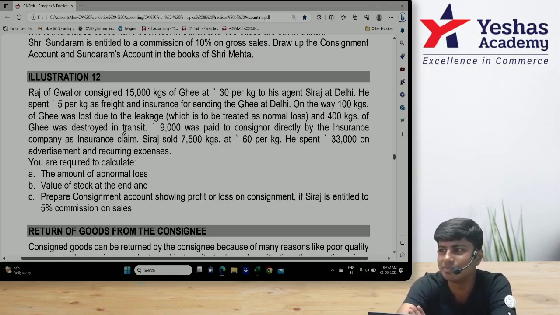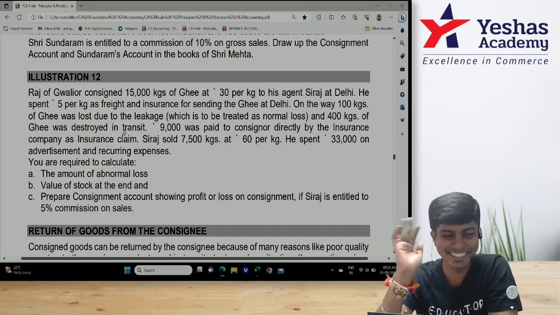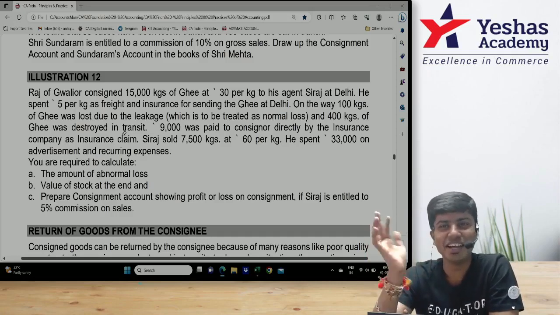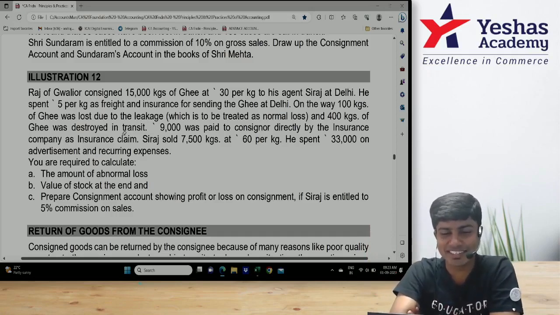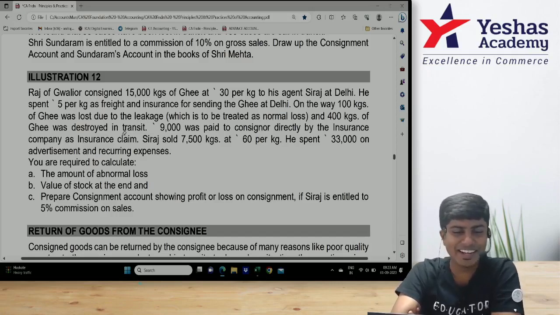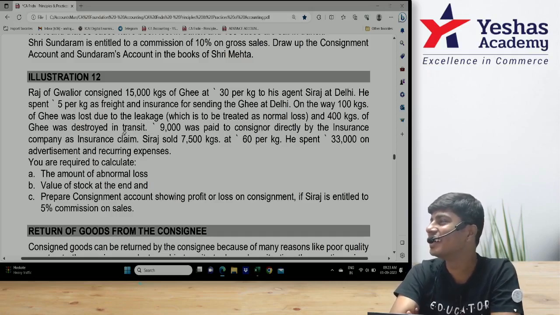Ghee means tuppa. He paid 5 rupees per kg as freight and insurance for sending the ghee to Delhi. On the way, 100 kgs of ghee was lost due to leakage. This is to be treated as normal loss.